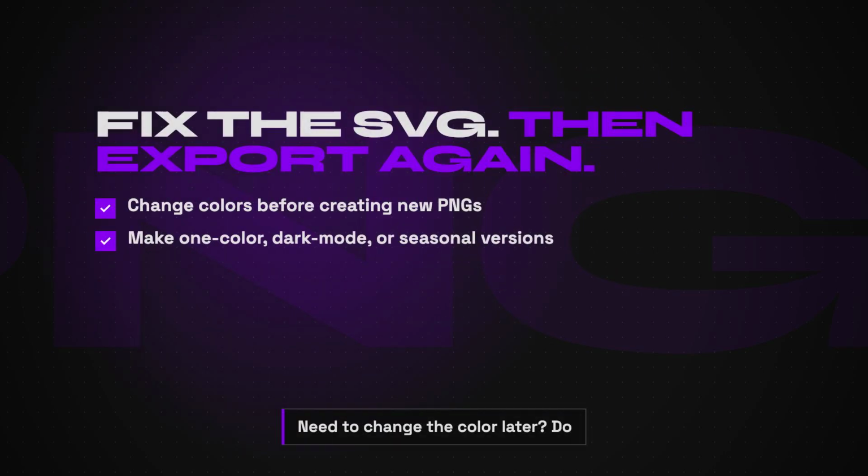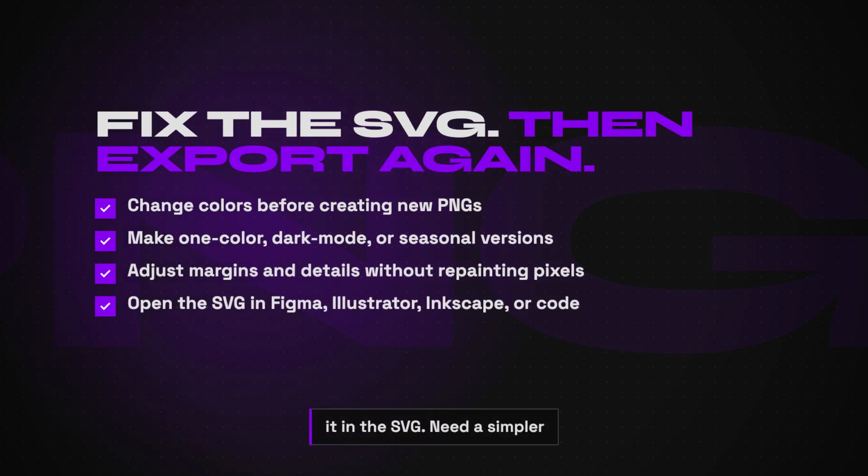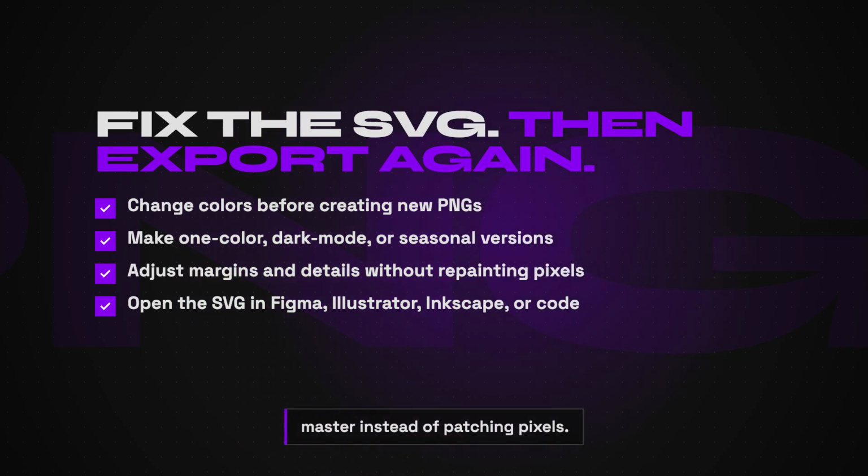Need to change the color later? Do it in the SVG. Need a simpler one-color version? Do it in the SVG. Need a dark mode variant, a bigger margin, or fewer details? Do it before export. Then generate new PNGs from the corrected master instead of patching pixels.